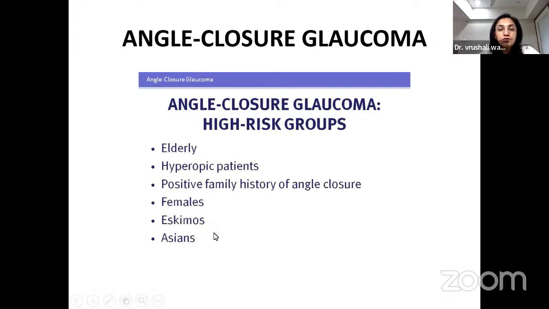In which patients should we suspect angle closure glaucoma? The elderly. It is more commonly seen in females, anxious patients, and hypermetropic eyes, because eyeball length is short in a hypermetropic eye, so there is crowding of structures and narrowing of the angle, which makes these patients more prone to angle closure. Again, with a family history of angle closure glaucoma, these patients are more likely to get angle closure glaucoma. So in the history, we should ask about the family history and all.